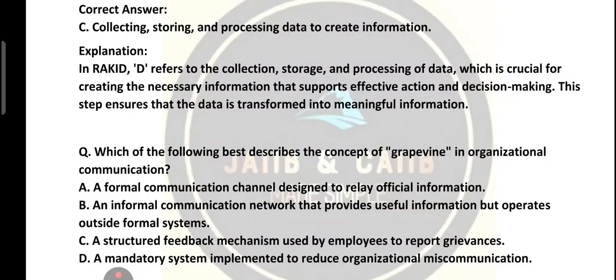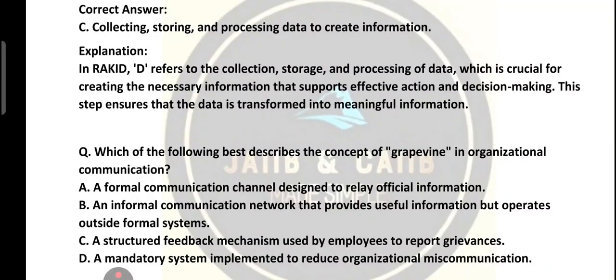So friends, let's go through option A. That is a formal communication channel designed to relay official information. Now this sounds serious and official, and that is exactly what it is. This refers to things like email, memos, meetings, but grapevine is the opposite. It is informal, not official. So this option is incorrect. What about option B? An informal communication network that provides useful information but operates outside formal system. Yes, this is correct.